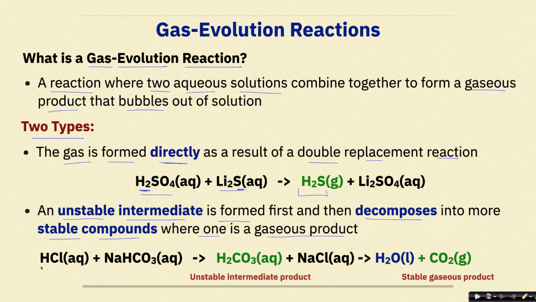So let's say we have hydrochloric acid and sodium hydrogen carbonate. The hydrogen from the hydrochloric acid and the hydrogen carbonate from the sodium hydrogen carbonate come together to form an intermediate. This intermediate is carbonic acid, H2CO3. Carbonic acid is an unstable intermediate product and will automatically be broken down to form water and carbon dioxide. So I would not put this in a double replacement reaction. Instead, I would say to myself, this is unstable and it's automatically going to form water and carbon dioxide.